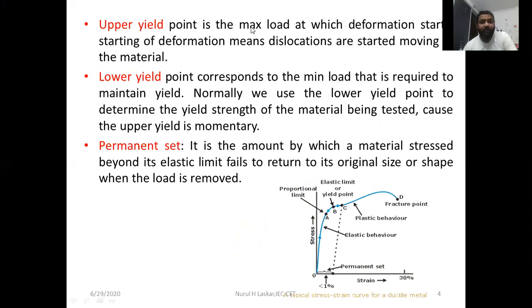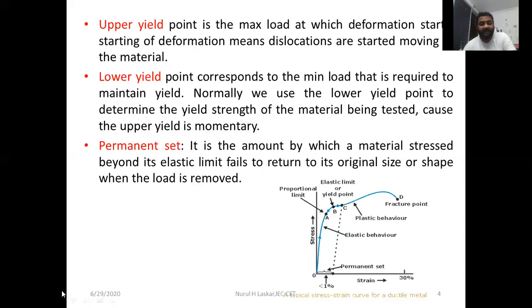See, the upper yield point is the maximum load at which deformation starts. Starting of the deformation means dislocations start moving in the material. The lower yield point corresponds to the minimum load that is required to maintain the yield. Normally we use the lower yield point to determine the yield strength of the material being tested, because the upper yield point is momentary. But from the lower yield point you can find out the yield strength of the material.